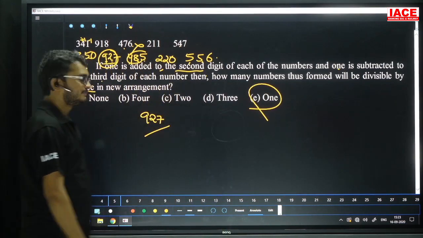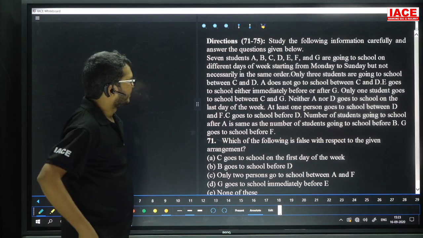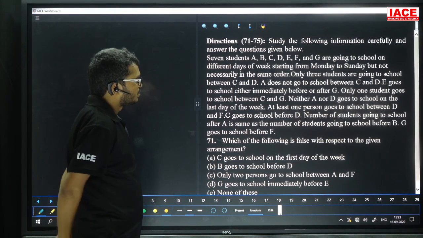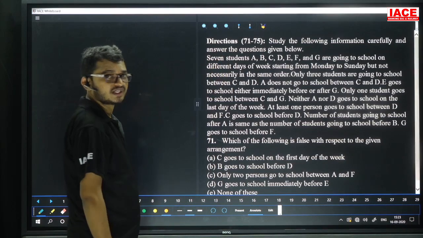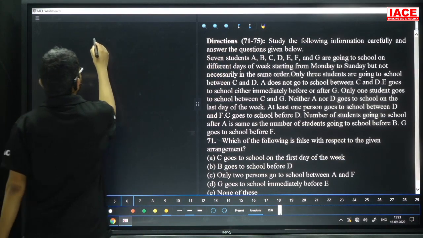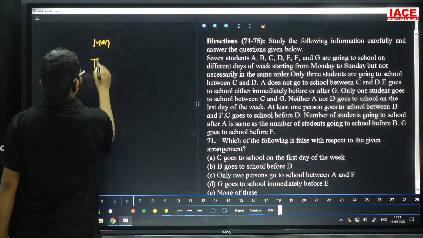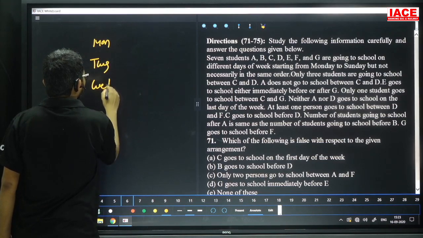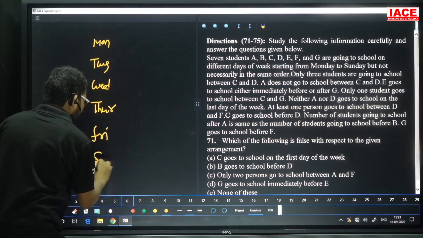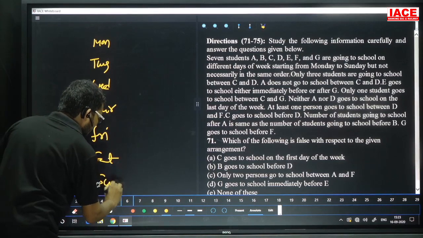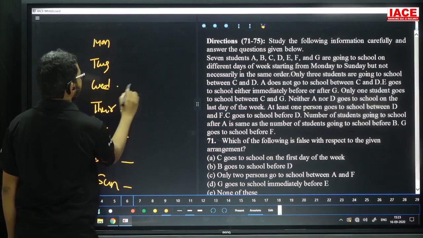Option E. Question number 71 to 75. Seven students, A to G, are going to school on different days of the week, starting from Monday to Sunday. Starting is Monday, next Tuesday, Wednesday, Thursday, Friday, Saturday, and next one is Sunday.